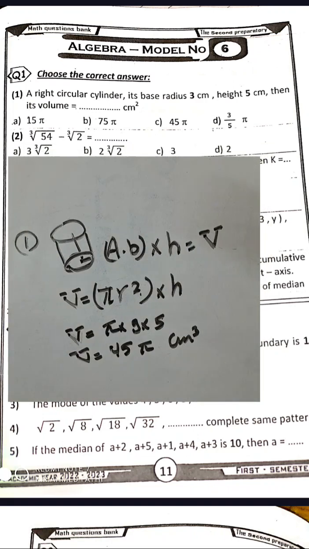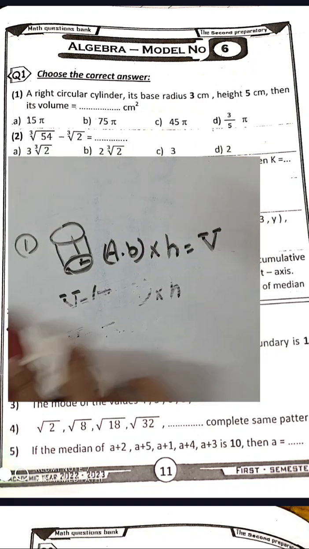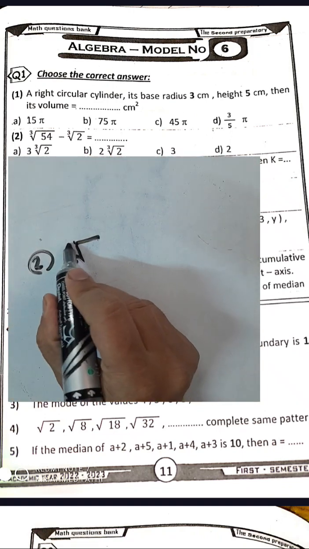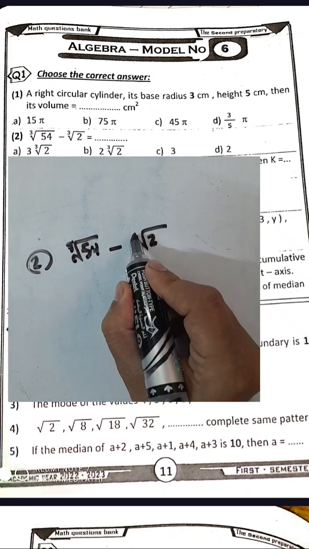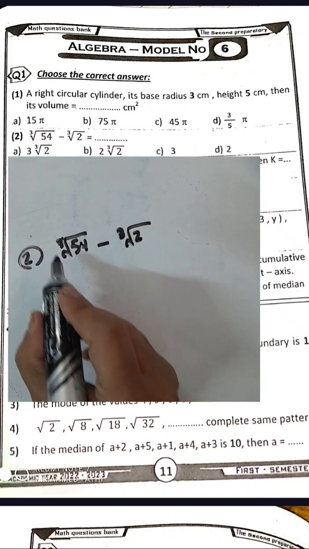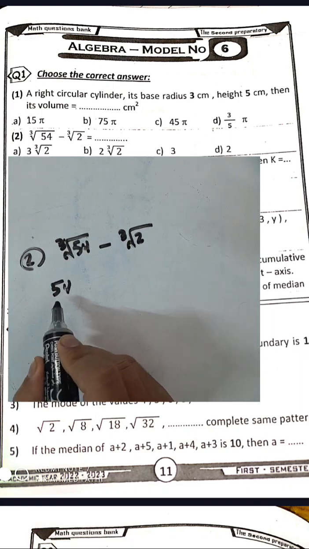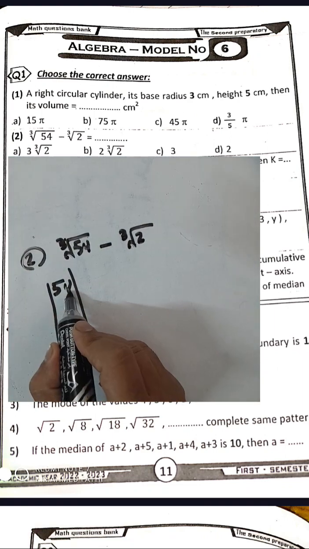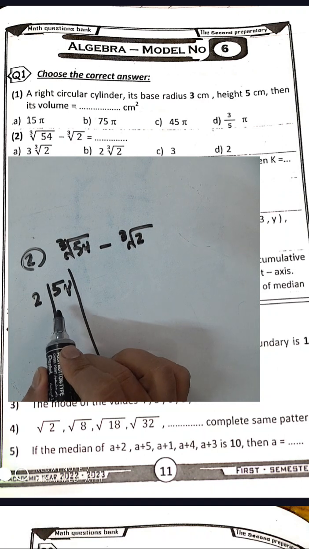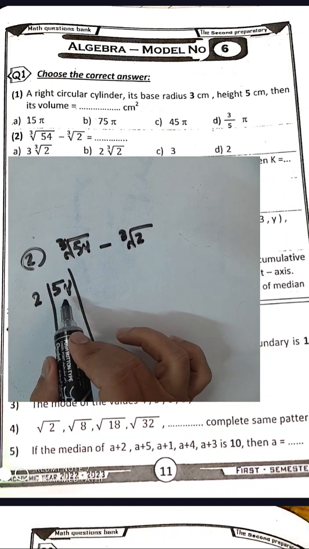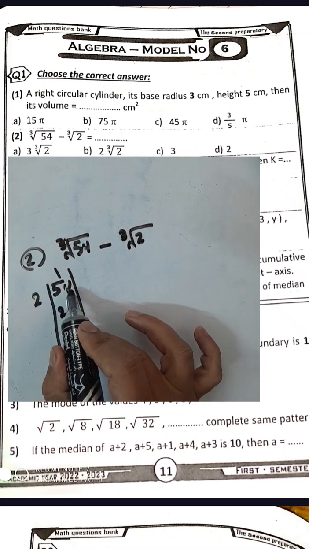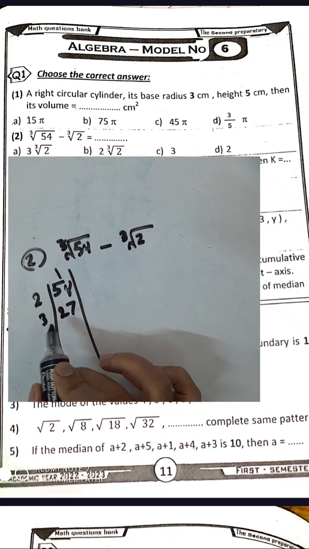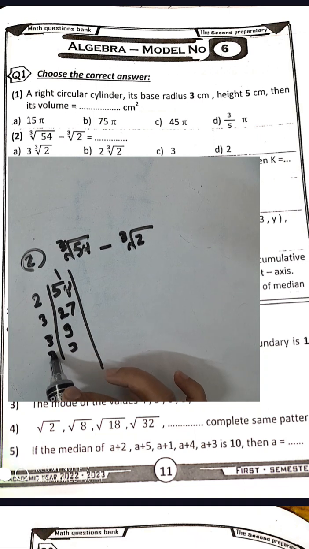Question number 2. The cubic root of 54 minus the cubic root of 2. We can write 54 and factorize it. Divided by 2, it will be 2 times 27. 27 divided by 3 equals 9, 9 divided by 3 equals 3, and 3 divided by 3 equals 1.